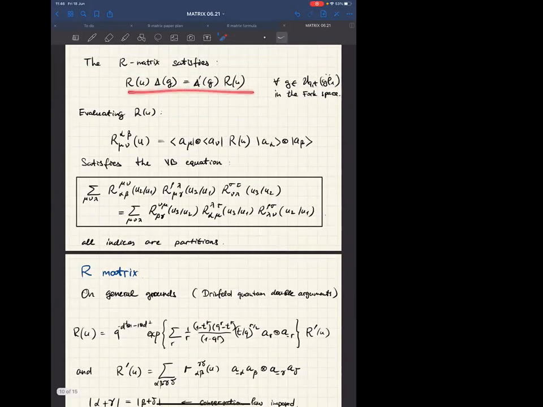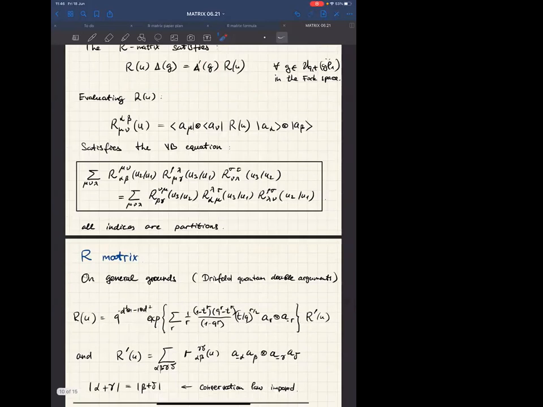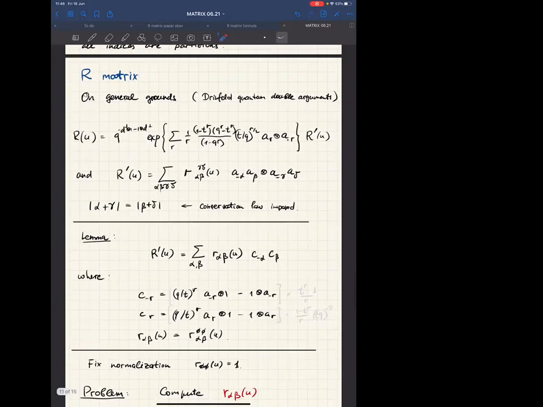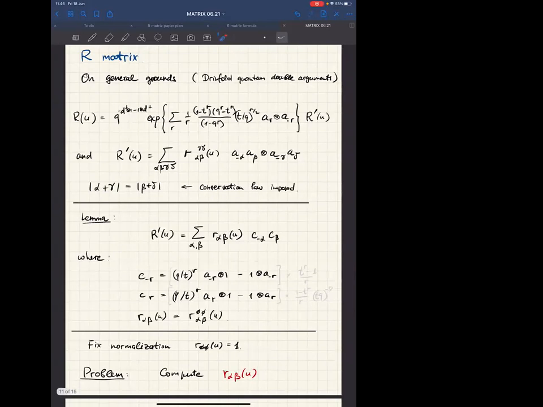This equation holds for all elements of the algebra G in the Fock representation. And when we choose the Heisenberg elements and commute the full R matrix, R prime, with them, we conclude almost immediately that it should have this form.